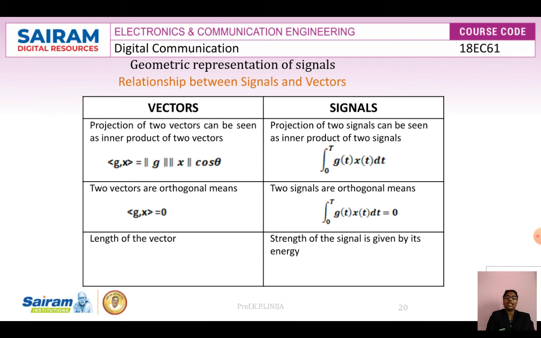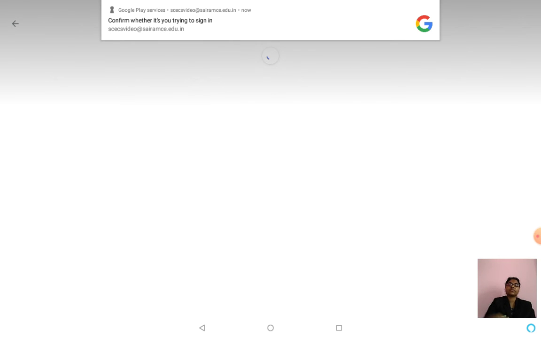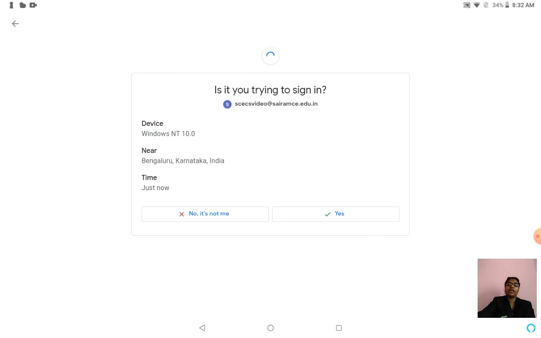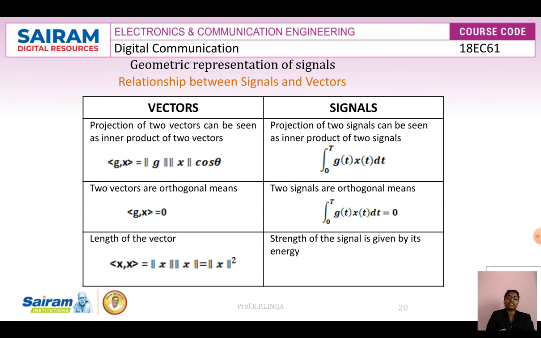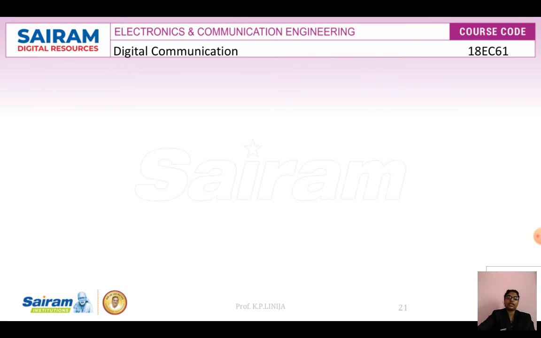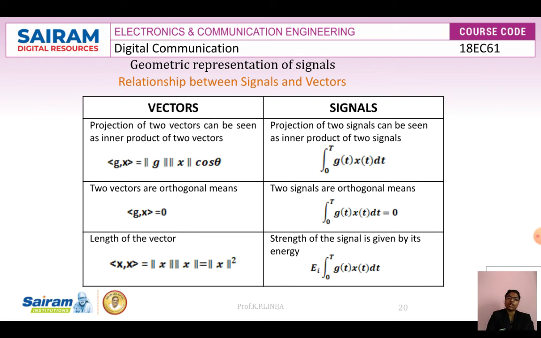Coming to the length, how can we express the length of a vector? It is x comma x, that is, the double modulus of x the whole square. And coming to the strength of the signal, it can be given by E is equal to the integral from 0 to T of g of t into x of t dt.